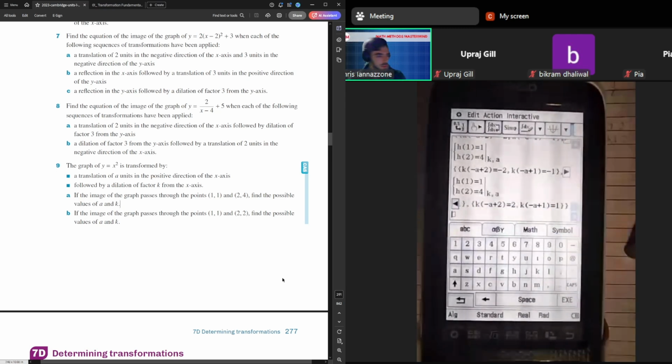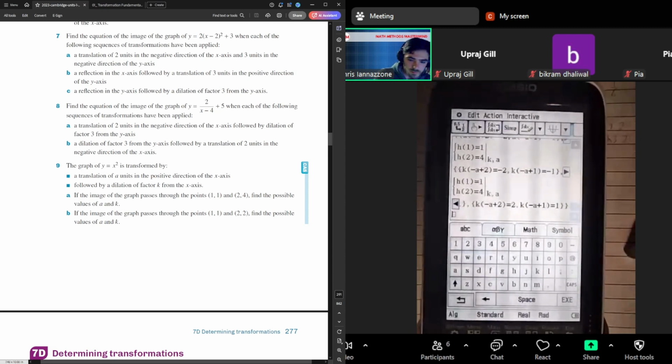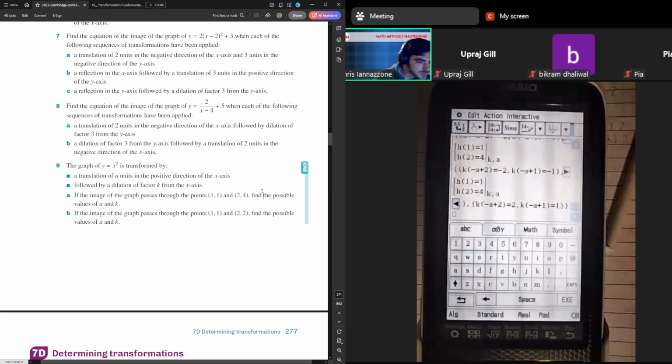Anyway, that's about it really. For part B, it's the same thing. You've got two different points. Now it's just 1, 1, and 2, 2. You would presumably use the exact same methods to solve it. For those who use Casio, I apologize. But TI Inspire is the better CAS. Not just for this, but for a lot of things.